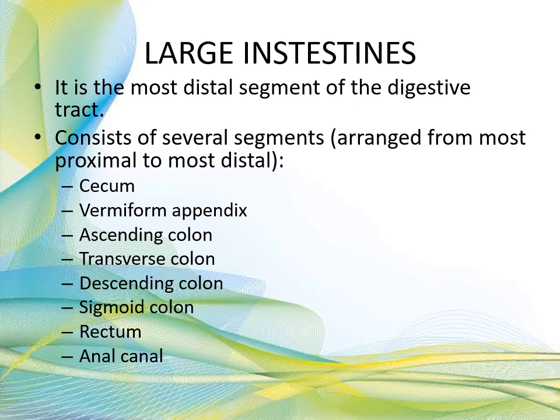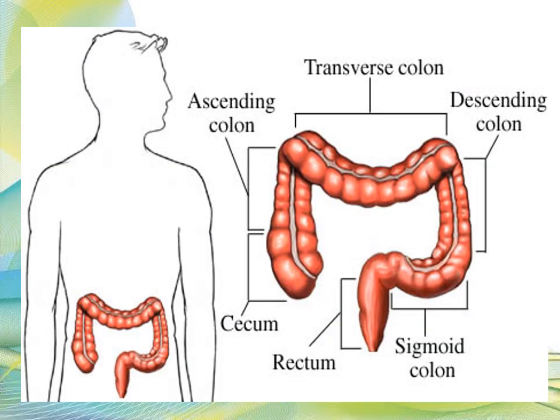So we have the large intestine. It is the most distal segment of the digestive tract. So it consists of several segments. We have the cecum, the vermiform appendix, ascending colon, transverse colon, descending colon, sigmoid colon, rectum, and the anal canal.